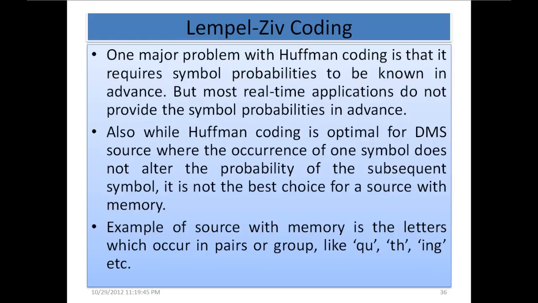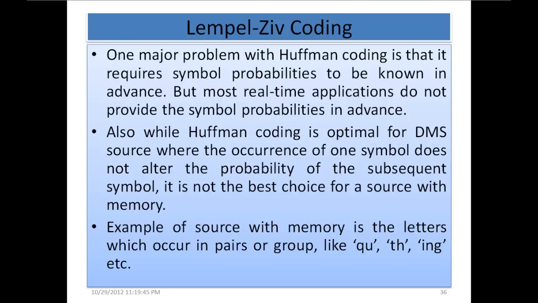We are going to learn Lempel-Ziv coding, which is another source coding method. It is different from Huffman coding in many respects. First of all, one major problem with Huffman coding is that it requires symbol probabilities to be known in advance. But most real-time applications do not provide the symbol probabilities in advance.